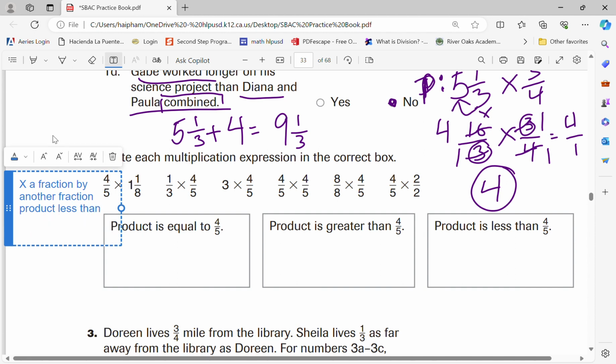Okay, let's go over our second rule. When you multiply, excuse me, let's skip down here and switch the color.